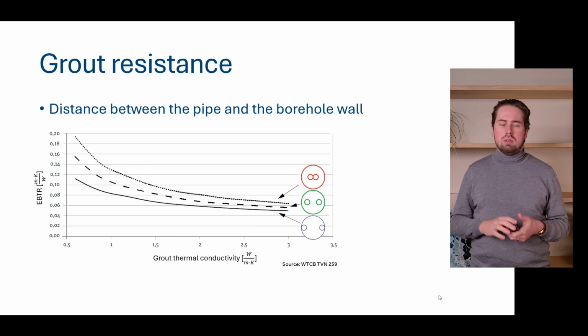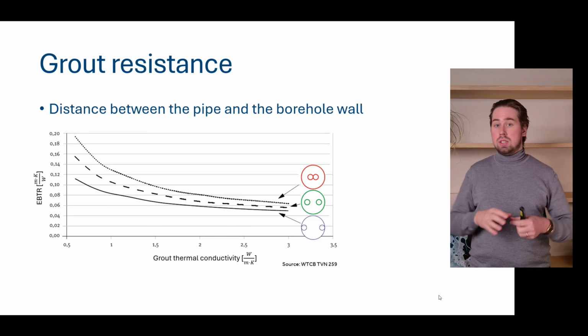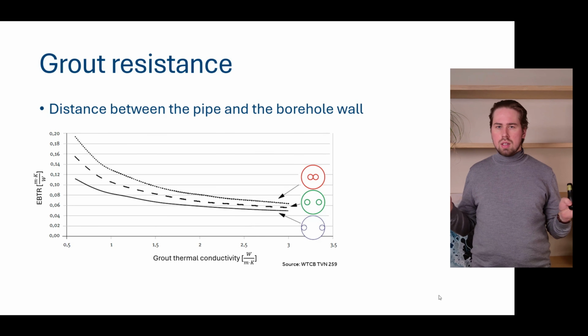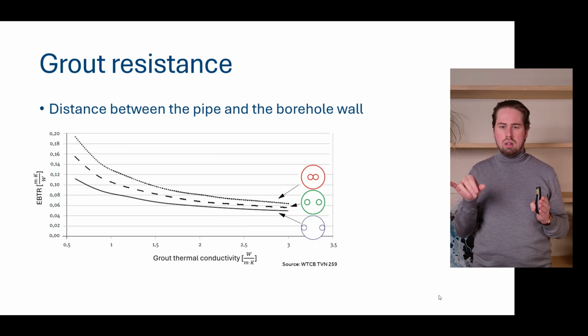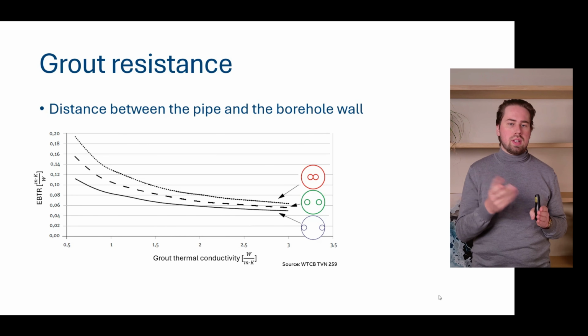Typically what I do and suggest is that, since you don't know where they will be, just assume that they will be at half the radius, which is basically the green situation here.